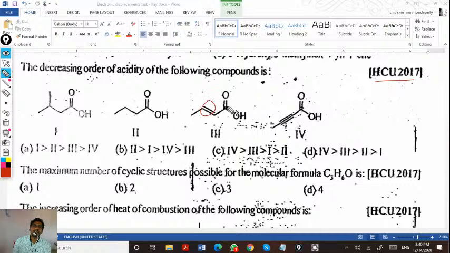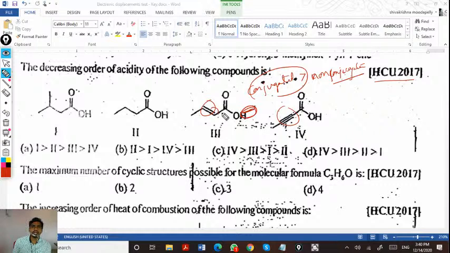Basically conjugated acids. Conjugated acids are more acidic when compared to non-conjugated. Because when it is conjugated, the carboxylate anion will be more stabilized, more stabilized with the conjugation compared to the non-conjugated systems, okay.